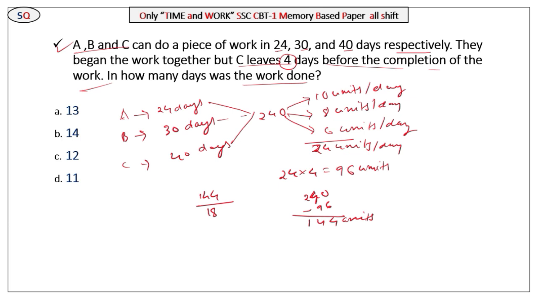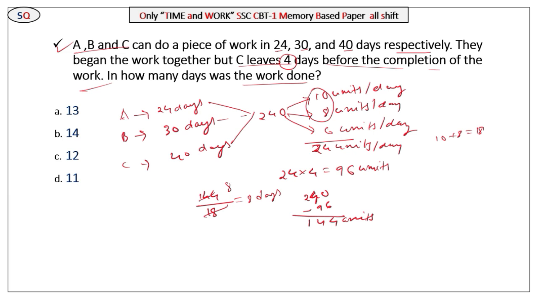A, B, C. A plus B together can do 18 units of work in one day. So dividing 144 by 18 gives us how much? 8 days. It is 8 days.